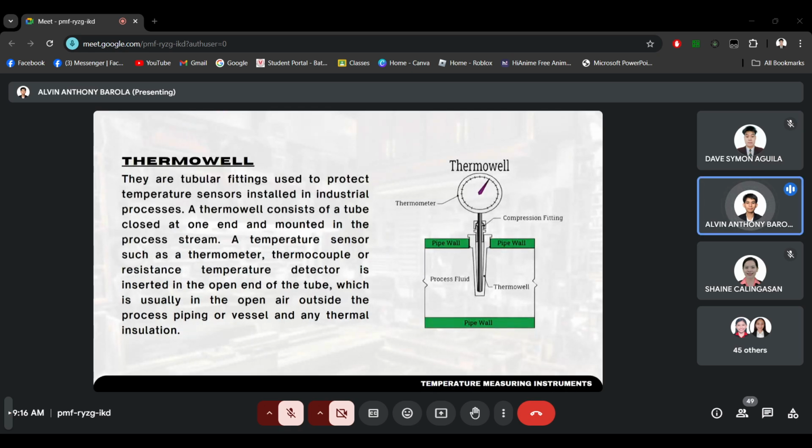Next naman po ay ang thermowell. They are tubular fittings used to protect temperature sensors installed in industrial processes. A thermowell consists of a tube closed at one end and mounted in the process scheme. A temperature sensor such as a thermometer, thermocouple, or resistance temperature detector is inserted in the open end of the tube, which is usually in the open air outside the processing piping or vessel and any thermal insulation.